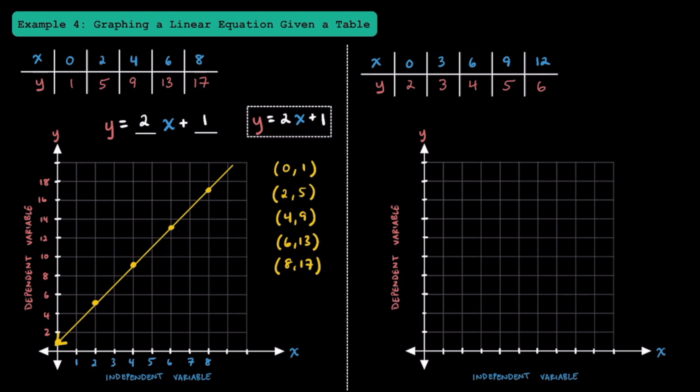If you plotted your ordered pairs correctly, you should be able to connect them with a straight line. Remember, the word linear in linear equation represents a straight line. This is the linear graph that represents the data table we were given from the start.